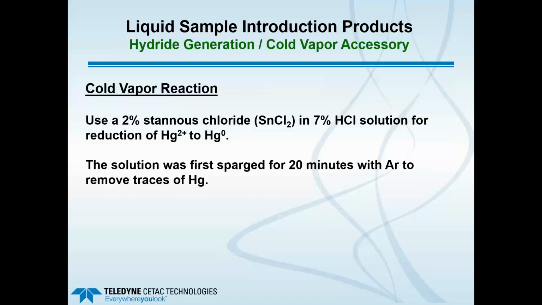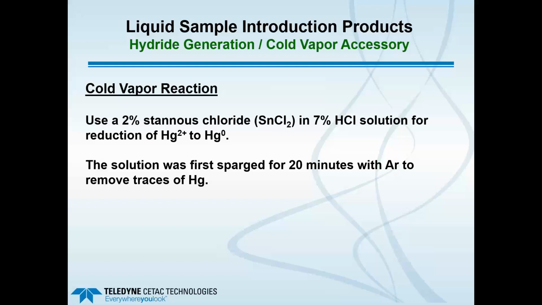Okay. So in staying with the HGX-200 unit, we'll move then from the hydride generation reaction, and we'll look at a different type of reduction reaction, in this case, cold vapor. And this is going to be specific for mercury. In this reaction, we use a 2% stannous chloride solution and 7% HCl to reduce mercury plus 2, or ionic mercury, to elemental mercury. Elemental mercury, of course, in that form is volatile.